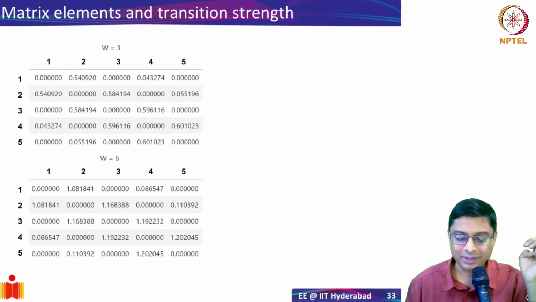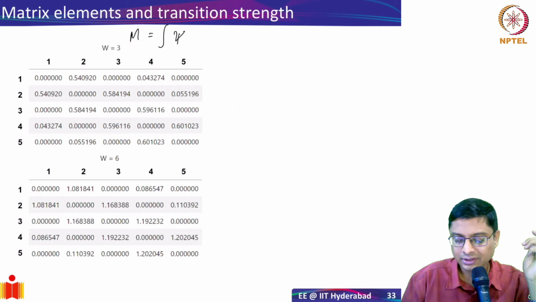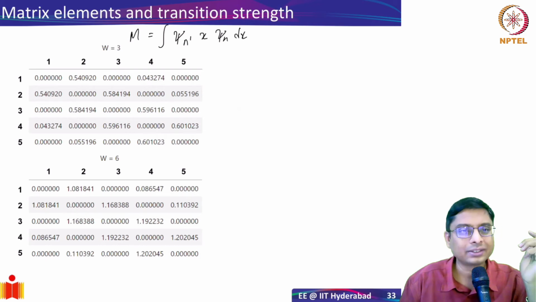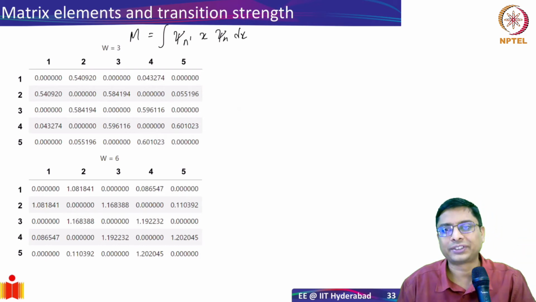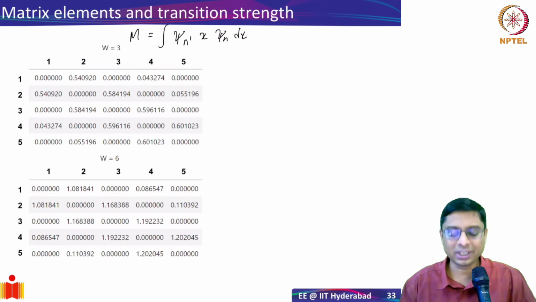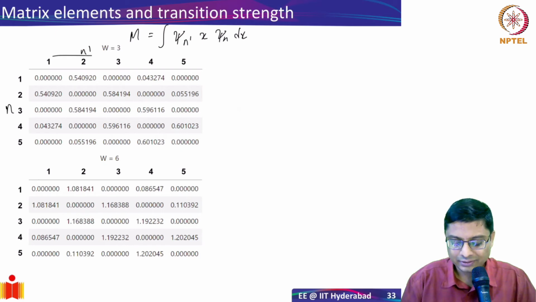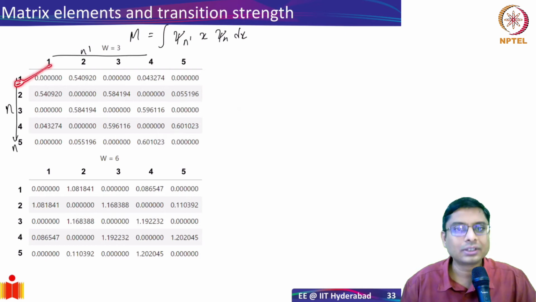So what we have done in this case is, you remember, the matrix element is simply the integral of psi n prime, x, psi n dx. So you're considering pairs of states, n equal to 1, 2, 3, 4, 5, and n prime equal to 1, 2, 3, 4, 5. We computed that integral and put it in a matrix in this form. If I take this as my n axis, and this as my n prime axis, can I go from n equal to 1 to n prime equal to 1?